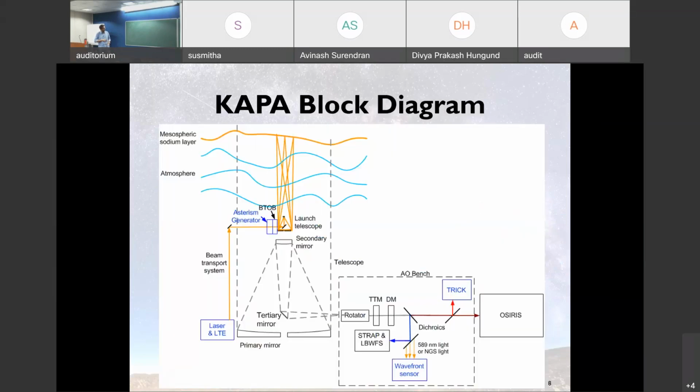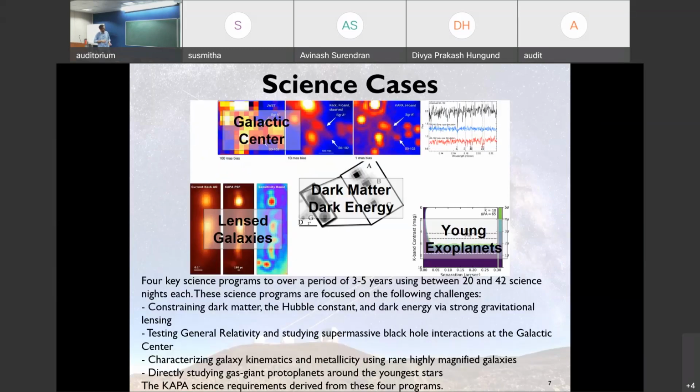So, yeah, this I'm not very aware of. I just put this slide here for information. I think primarily it's for galactic center science. It's for constraining dark matter, the Hubble constant, and dark energy. Yeah, I can read through it, but I'm not very aware of the science goals of this instrument.